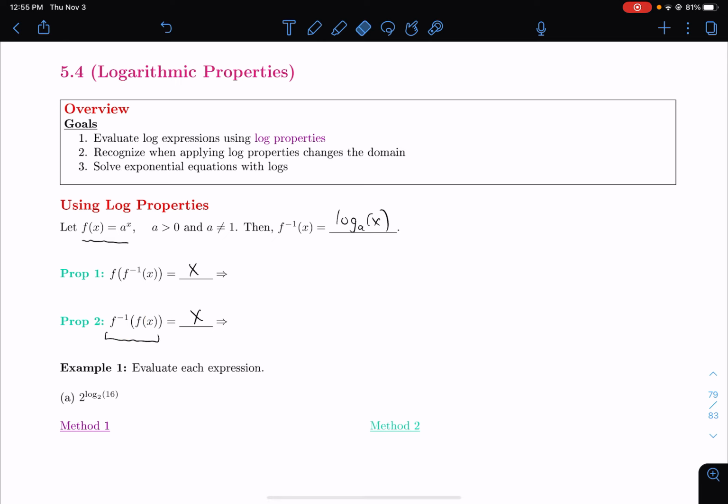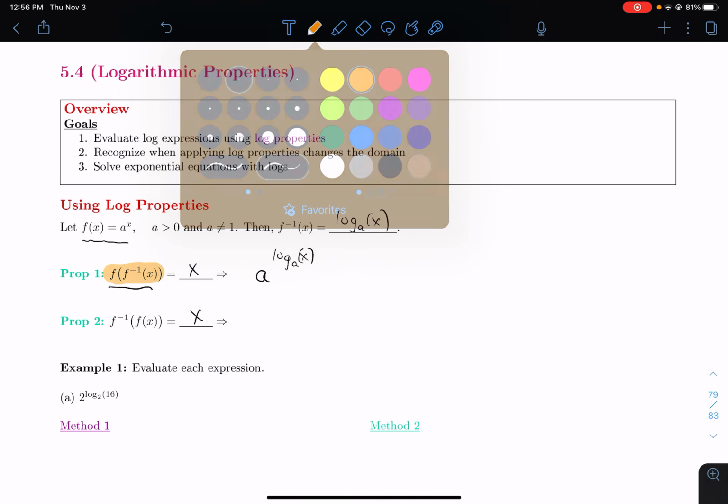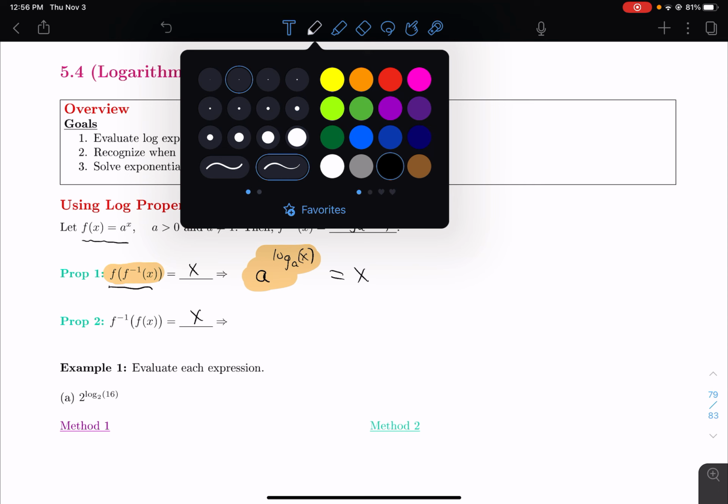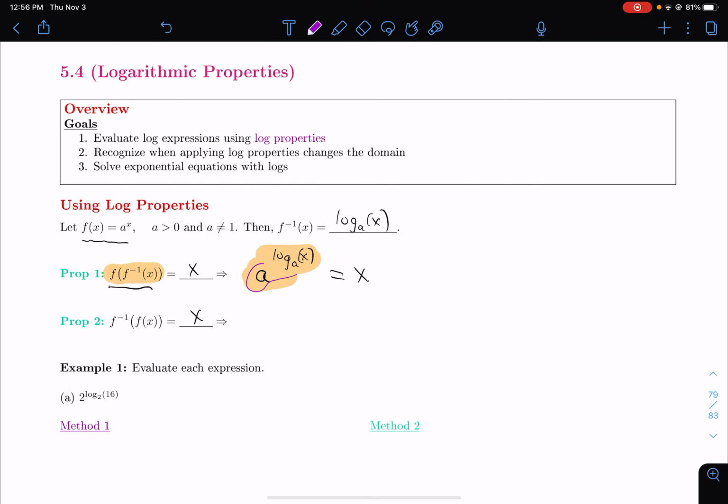If we do this with our functions here, f is a to the x, but instead of plugging in just x, I have to plug in f inverse of x, which is my log, where the x used to be. So I'll get a to the log base a of x on the left-hand side. Sorry, I didn't write log base a, I wrote log base 2. Let me fix that. This should be log base a of x. And this equals x on the right side. My trick for remembering this is that if the base of my exponent matches the base of the log in the power, they undo each other because they're inverses, and I'm just left with whatever's inside the log, which is x.